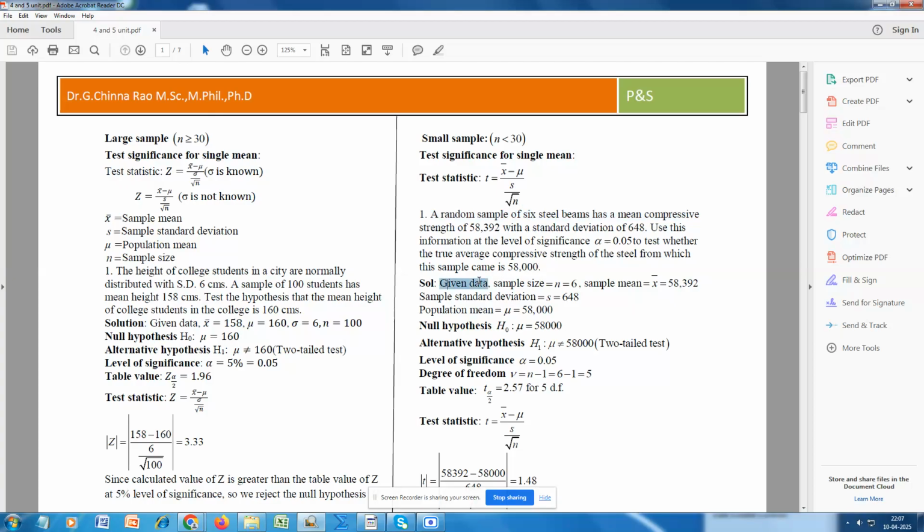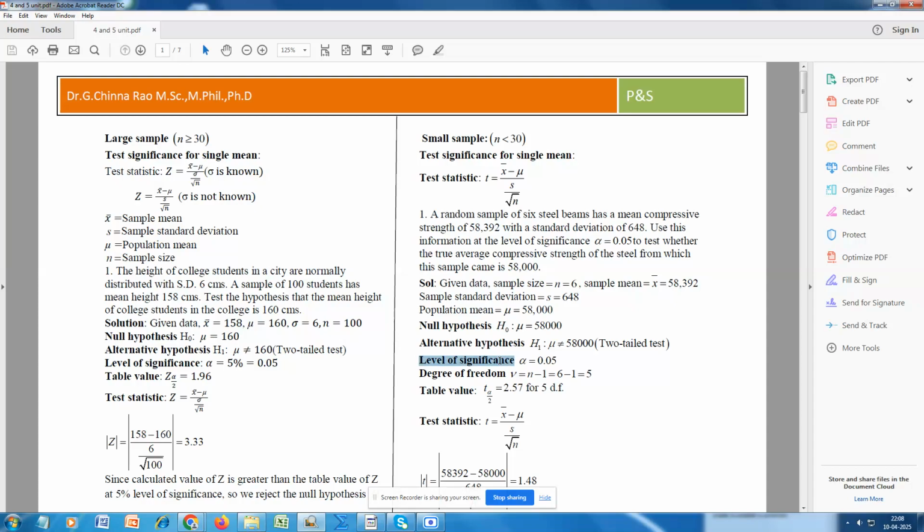Now, the given data: sample size is 6, because there are 6 steel beams, that is n is 6, and sample mean is 58,392, and sample standard deviation is 648, and population mean is 58,000. Now write step 1: the null hypothesis, mu is 58,000, and the alternate hypothesis is denoted by H1, mu not equal to 58,000. This is a two-tailed test because it is not specified.